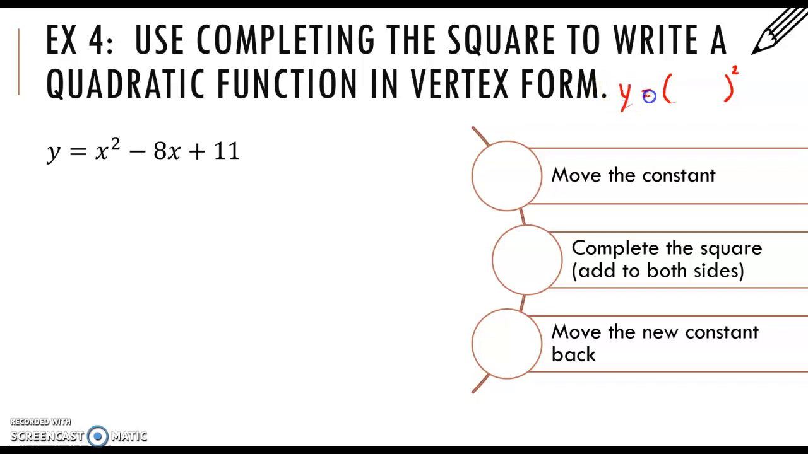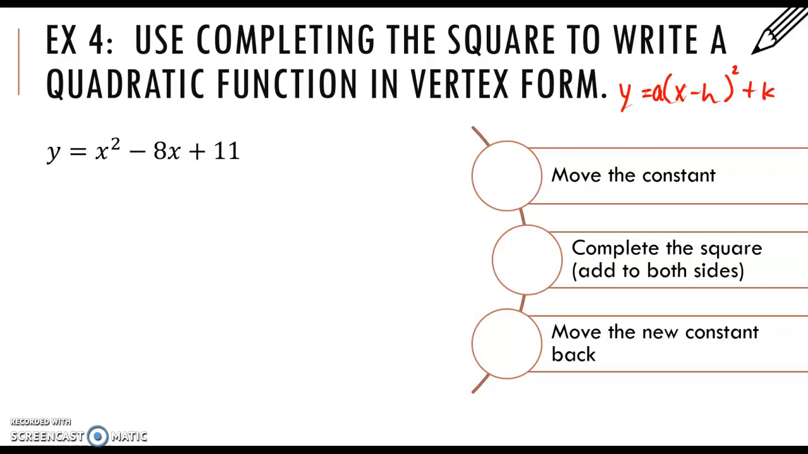Vertex form looks like this: y equals a times (x minus h) squared plus k. The a tells you whether the parabola is opening up or down, and then your vertex would be h comma k.